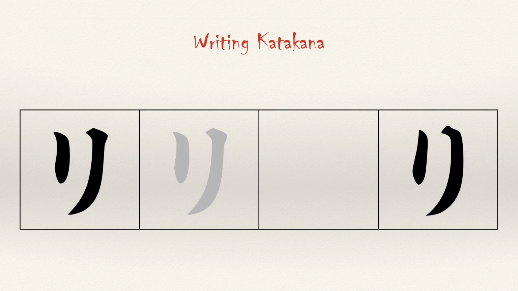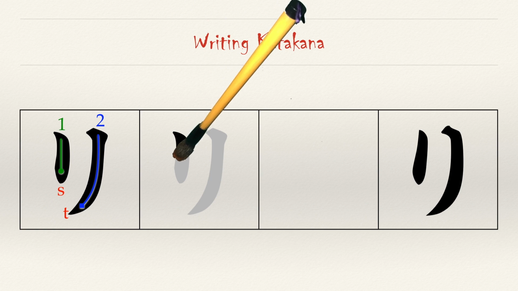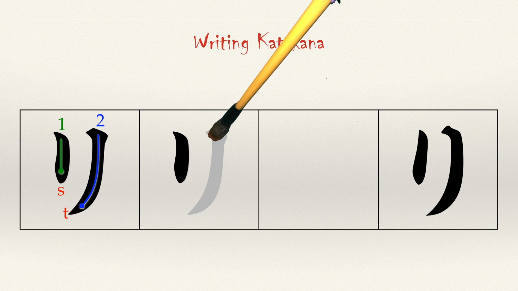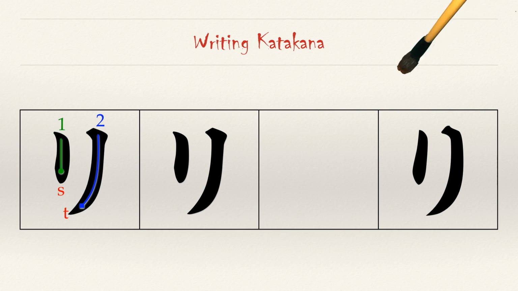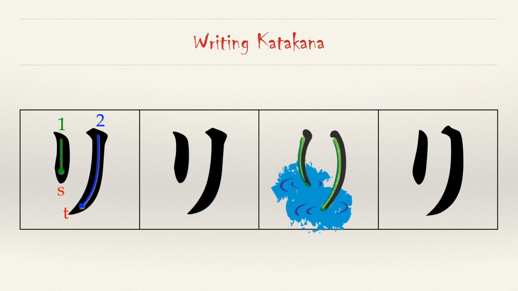Ri should look familiar, as it looks very much like its hiragana counterpart. The stroke order is also the same. The first stroke is on the left and it stops, and the final stroke is the stroke that goes down the right and curves slightly to the left as it comes to a tail. So let's try these 2 strokes together. Stroke 1 and stroke 2, the final stroke, and we have ri. You can easily remember this by thinking of reeds in a river.